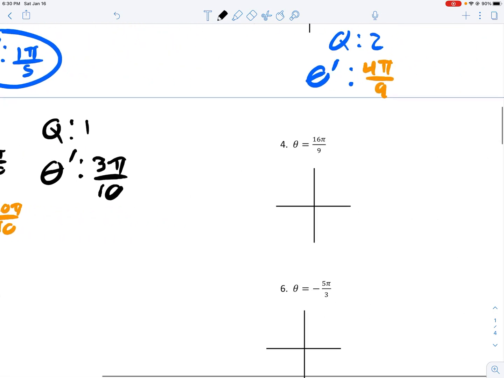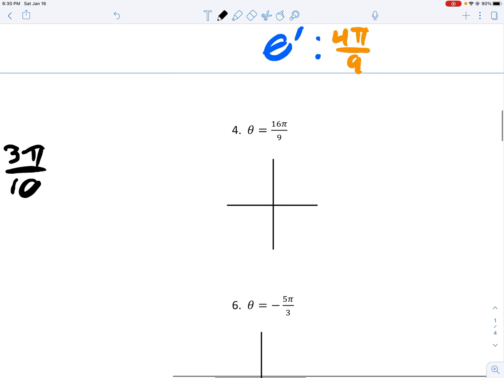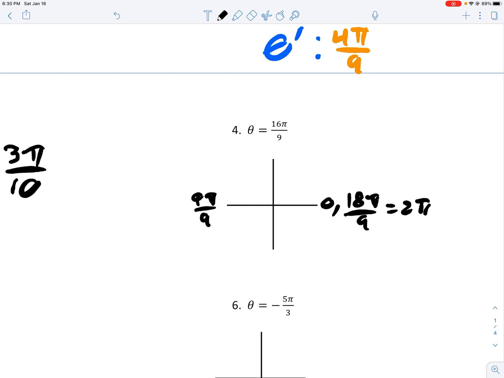All right, so 16 pi over 9. So this is 0. This would be 9 pi over 9. And you're like, well, how do you keep doing that? All you do is ask what the denominator is, and whatever that number is, put it at top and bottom with pi. And then how do I get 2 pi? I double what I just wrote. So this would be 18 pi over 9, which is equal to 2 pi. So that helps me as a reference as I sketch this.